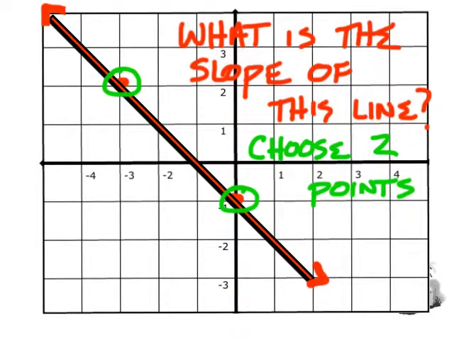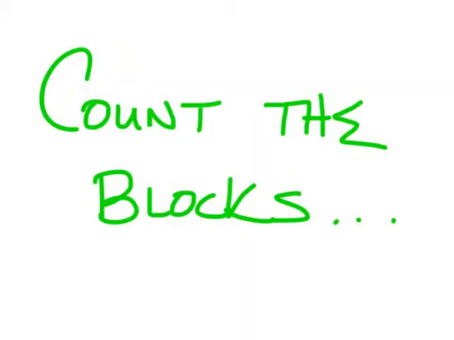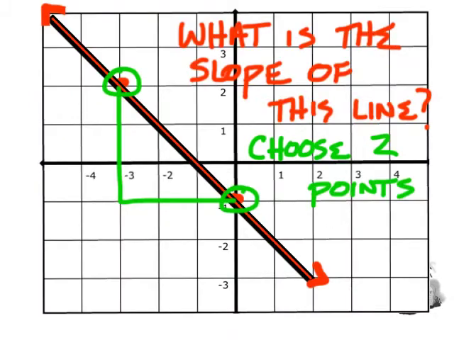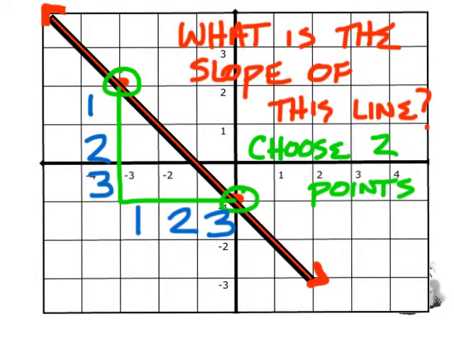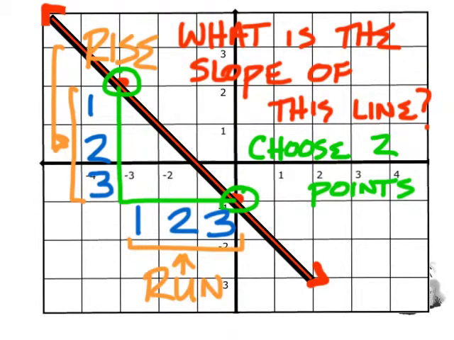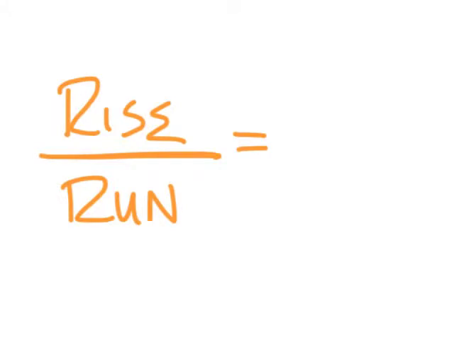Example number 2. What is the slope of this line? Choose 2 points. They are the 2 points that I chose because they go through the intersection of the grids that are on there. And create a triangle. Now count the blocks. On the left side, we have 3. What's on the bottom? 3. We have 3 on the bottom. So that's the rise. This is the run. The rise over the run equals what?